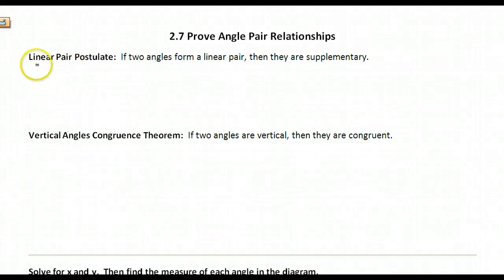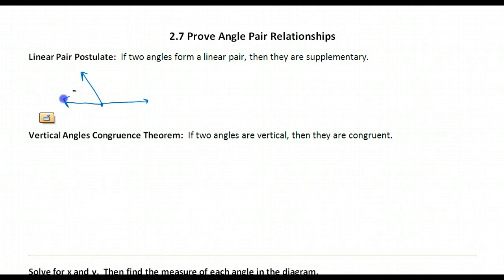Last chapter, we defined a linear pair as a pair of angles that are adjacent and whose non-common sides form opposite rays. So if I have adjacent angles whose non-common sides form opposite rays, I have a linear pair.